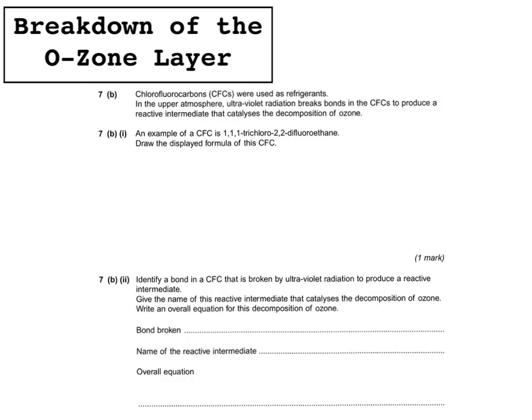So let's have a look at a couple of exam questions which are based on this. The first one says chlorofluorocarbons are used as refrigerants. In the upper atmosphere, ultraviolet radiation breaks bonds in the CFCs. An example of a CFC is 1,1,1-trichloro-2,2-difluoroethane. Draw the displayed form of the CFC. So first, ethane is two C's. You've got 1,1,1-trichloro, so you're going to have 3 chlorine atoms on this first carbon. You're going to have this difluoro, so you're going to have 2 fluorine atoms on the second carbon. Remember, carbons always make 4 bonds, so our last bond is going to be taken up by a hydrogen.